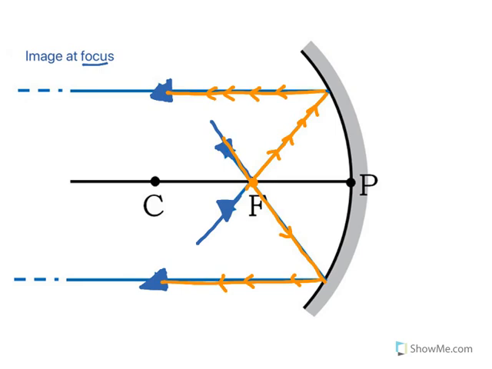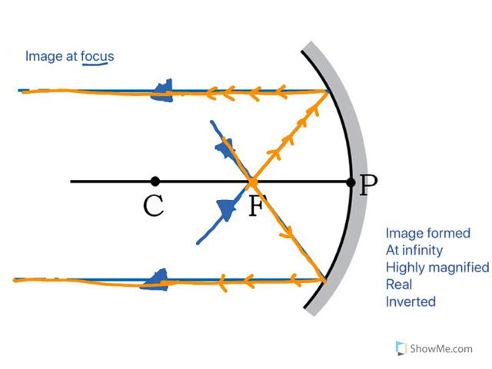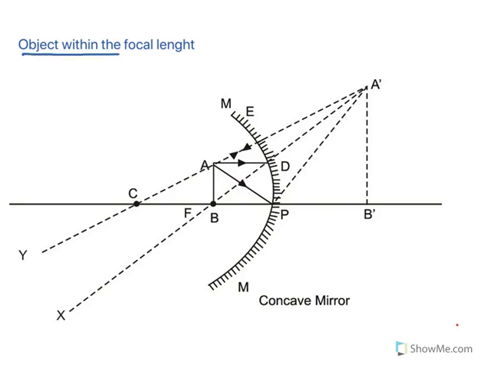So object that is kept at the focus, the image will be formed at infinity, because if you see these rays are not going to meet. So we imagine or we assume they meet at infinity. So image is formed at infinity, it's highly magnified, real, and inverted when the object is kept at the focus. So it's the object at the focus, not the image. When the object is kept at the focus, the image is at infinity.